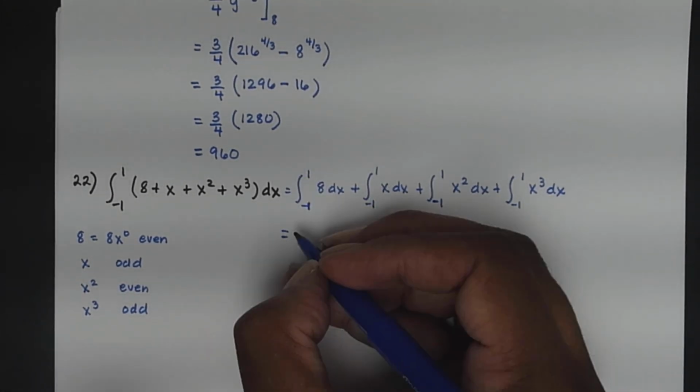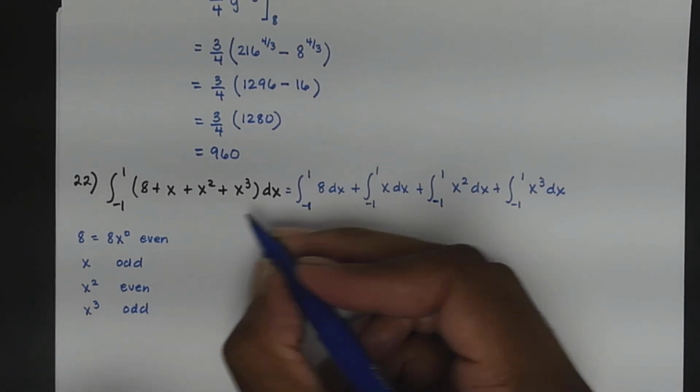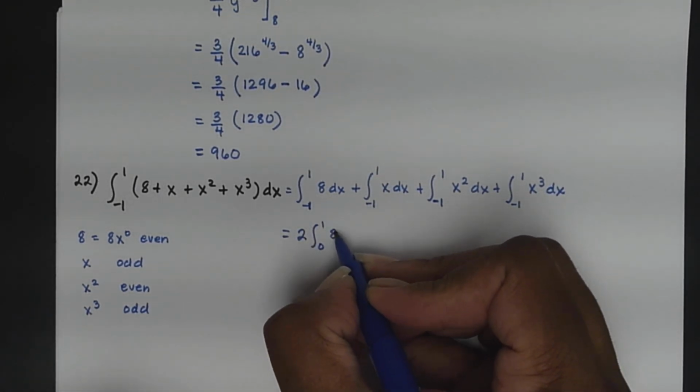This will be 2 times the integral from -1 to 1 of 8 dx, that's even, so it'll be 2 times the integral from 0 to 1 of 8 dx.